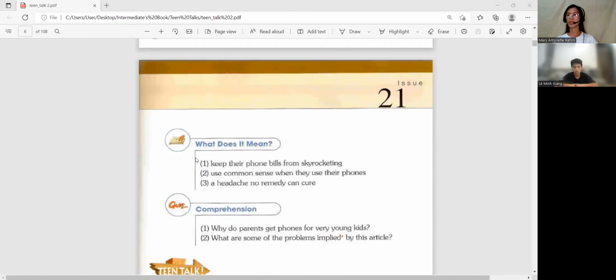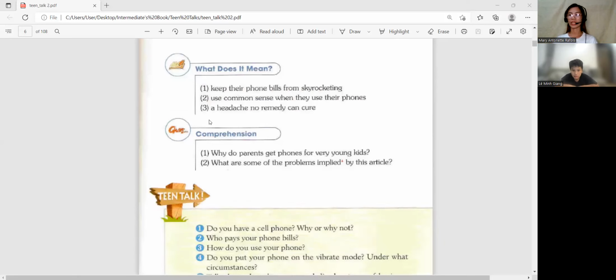Here, can you still remember the story that we read? Yes. It's about phones. Yes, it's about turning off phones. Now we ended at number 2, so let's continue. Number 3. Okay, can you please read number 3 and tell me what it means? A headache no remedy can cure. Yes, do you have any idea what a headache that no remedy can cure is?